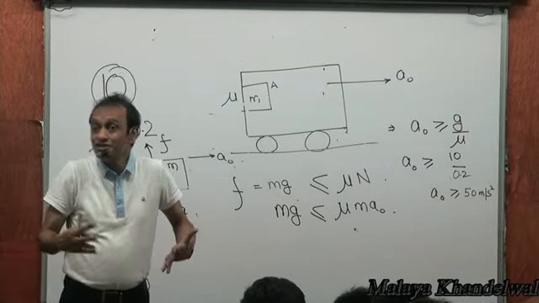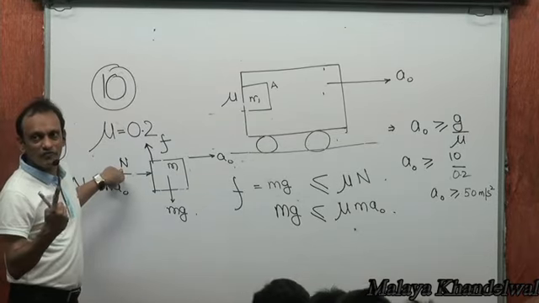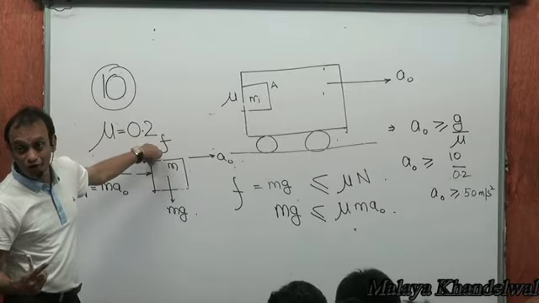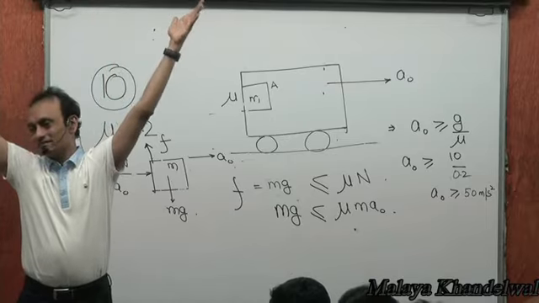Greater the acceleration, the greater would be the N between the two surfaces, greater would be the frictional force, greater will be its possibility to support the weight. This is how it happens.